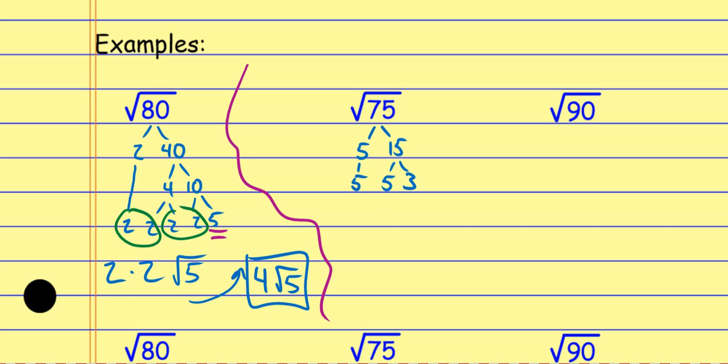And so now I look for pairs. Here's a pair of 5s, so I put a 5 on the outside. The only thing left, the 3, doesn't have a pair, so it stays on the inside. Okay?